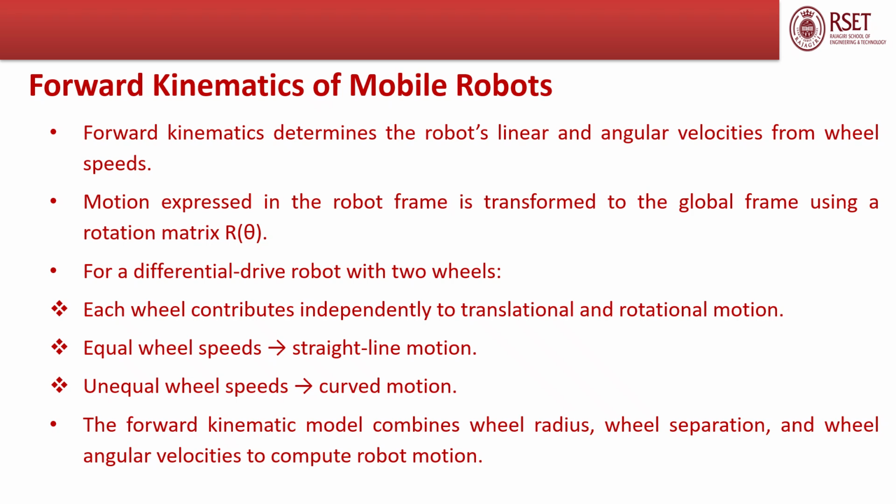For a differential drive robot, each wheel contributes independently to the robot's motion. If both wheels rotate at the same speed, the robot moves in a straight line. If the wheel speeds are different, the robot follows a curved path. Thus, forward kinematics connects wheel motion to overall robot motion.